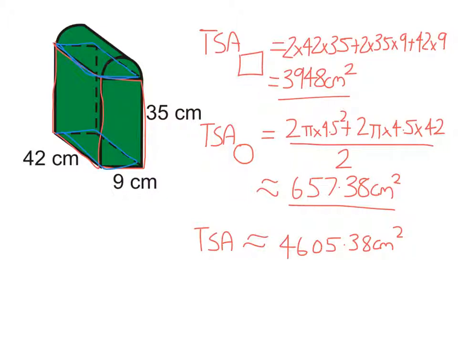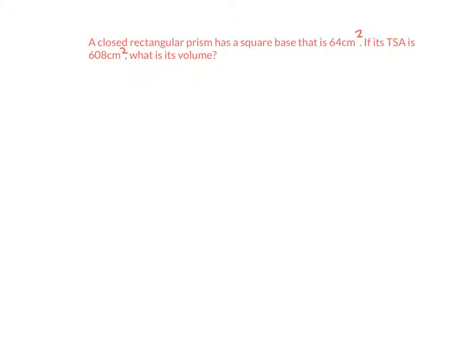So I want to do just one more example, this time where we're using the surface area to find an unknown side. So again, please pause and copy this down if you need. So here we have a closed rectangular prism with a square base, the area of the square base 64 centimeters squared, and we are told that the total surface area of the shape is 608 centimeters squared, and we're going to find the volume of this rectangular prism.